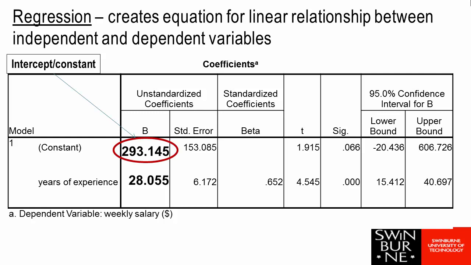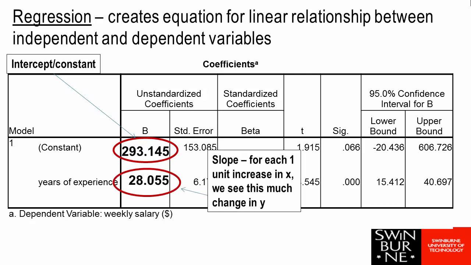On our regression table we have a figure which is our constant, or our intercept if we were drawing a graph of the straight line equation, and we have a slope. So the slope tells me how much of an increase in weekly salary we would expect to see for a 1 unit, in this case 1 year of additional experience. So if we were going to graph our line, this would be the slope of our line.